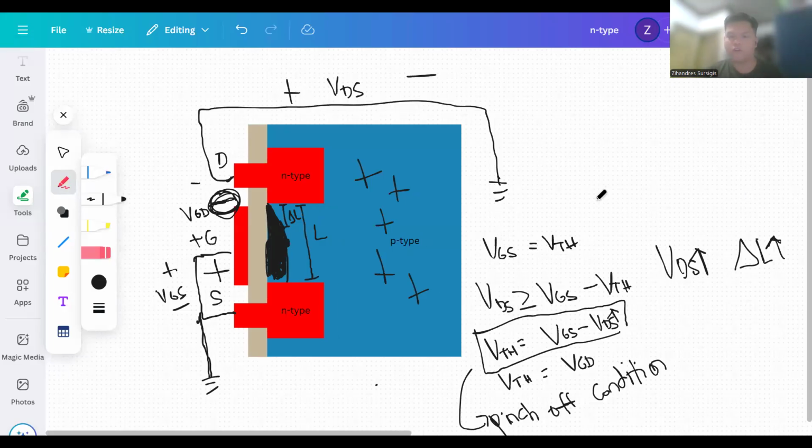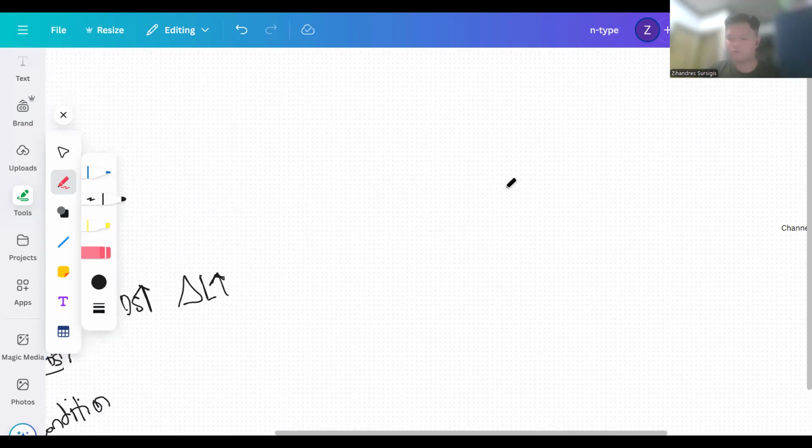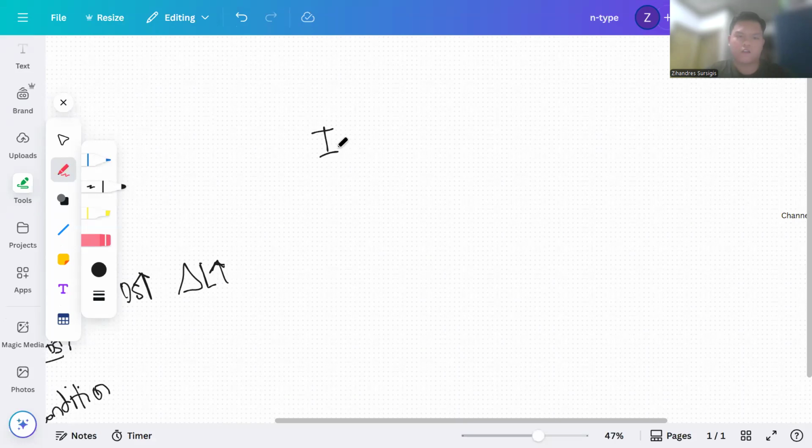Now we will move on to the mathematical part. We know that for e-MOSFETs, Shockley's equation no longer applies. For the drain current in the e-MOSFET, this is defined as ID is equal to K times your VGS minus the threshold voltage squared. The K right there is your transconductance parameter.